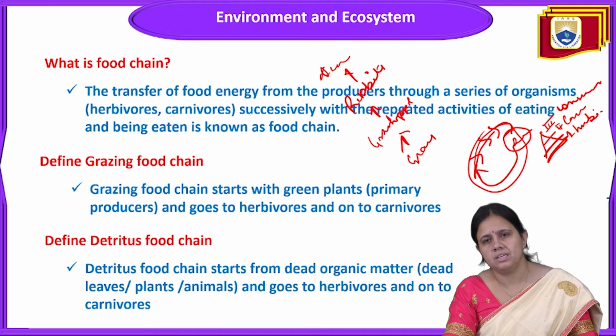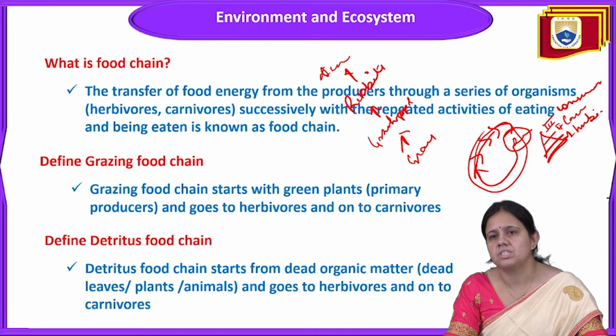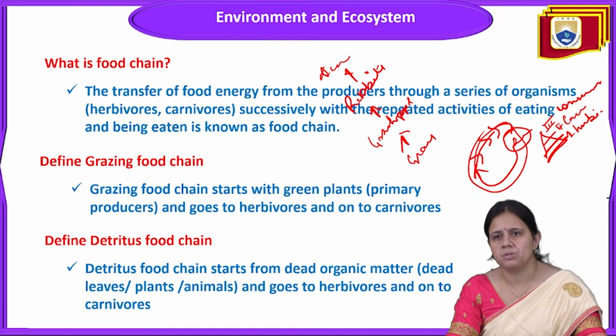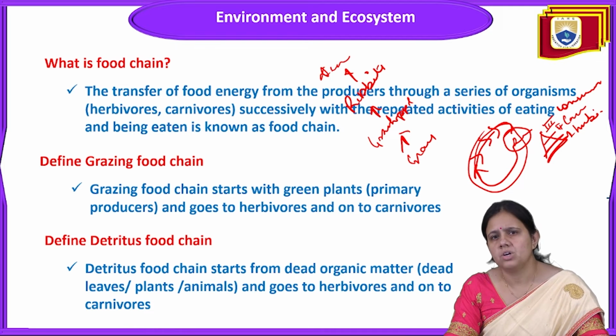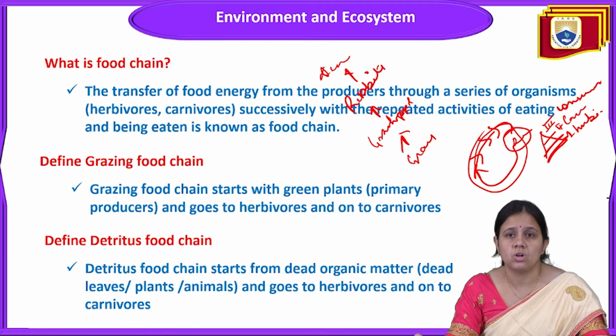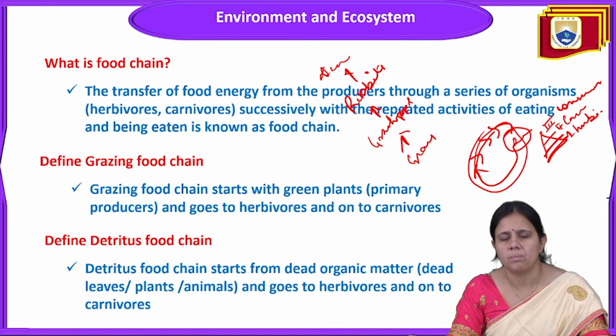Next is to define the grazing food chain. The grazing food chain starts with green plants, the primary producer, and goes to herbivores and then to carnivores. The food chain is also of two types, and sometimes they ask in examinations to define the grazing food chain. A grazing food chain means the normal food chain in any ecosystem, one that starts with a producer and ends with a carnivore or decomposer.